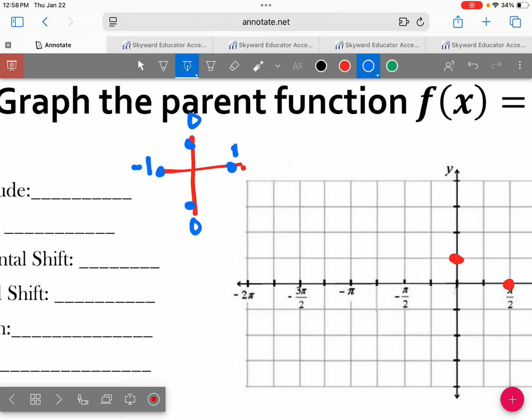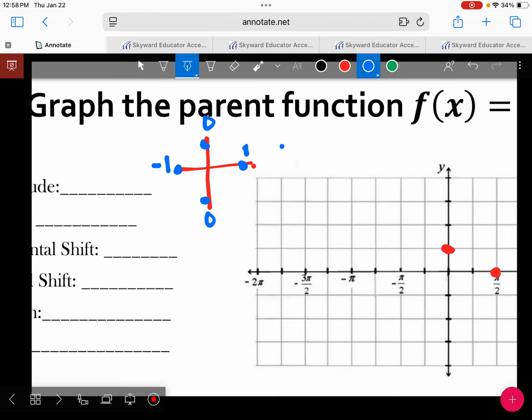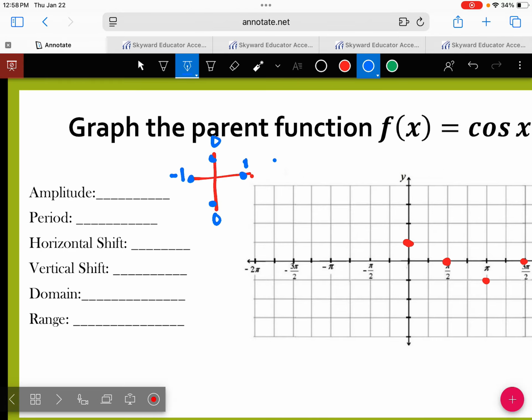But this is the parent function. So we don't have any transformation, so that's why we can look directly at our unit circle. To find our amplitude, that's always the number in front. And this one has an invisible 1. That's my amplitude. The period is how long it takes me to get to the end. So it took me a full 2 pi to get back where I started. So that's why my period is 2 pi.